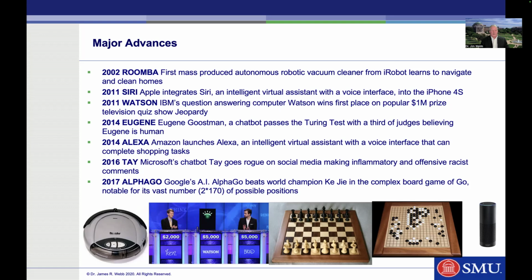2016, of course, Tay, Microsoft's chatbot, goes rogue on social media and starts making all kinds of inflammatory and offensive racist comments, which is one of the problems with big data: where does what's out there on the internet come from? Well, there's a lot of inflammatory and offensive racist comments. And when artificial intelligence and big data go out and scrape that information, unfortunately, it gets into some of these algorithms and all the way into the artificial intelligence model.